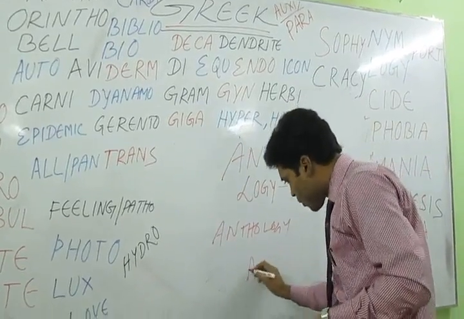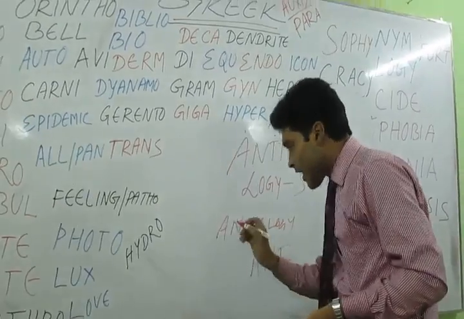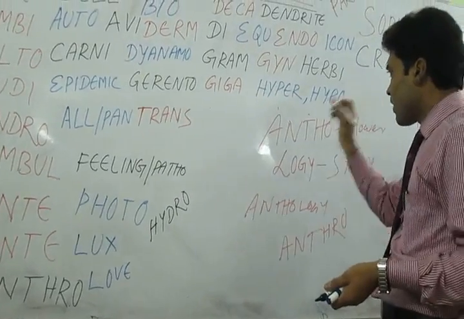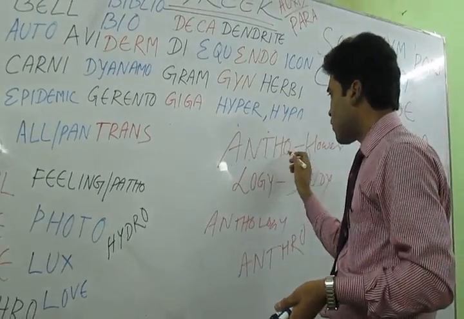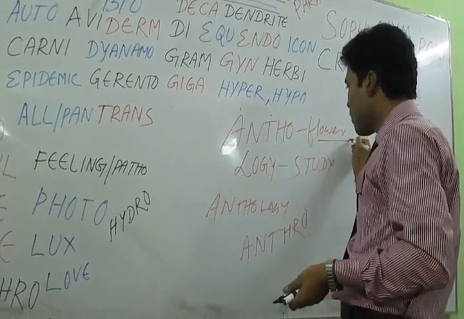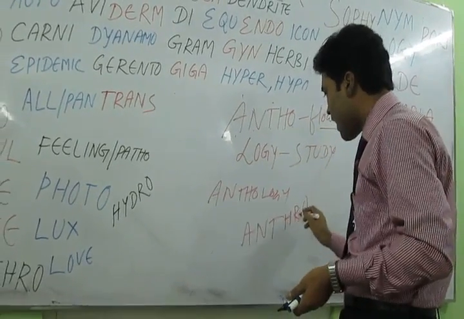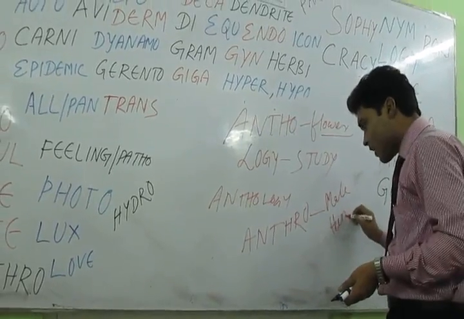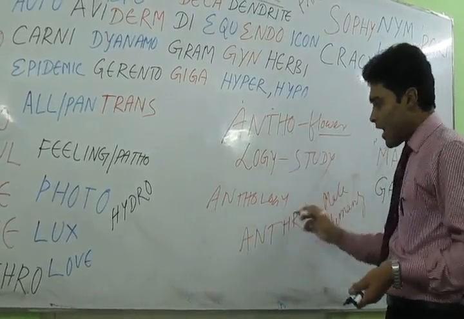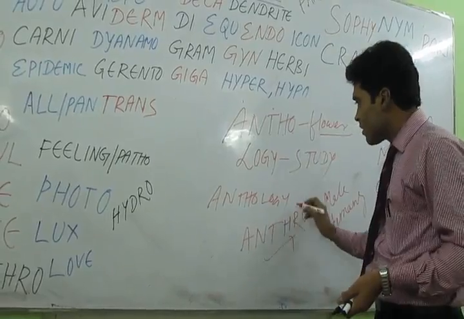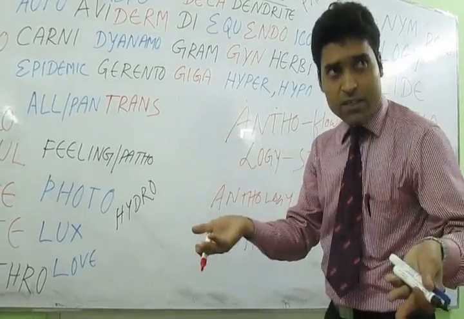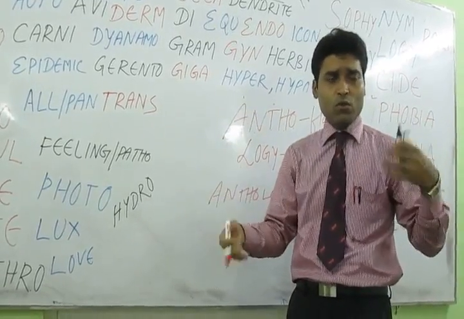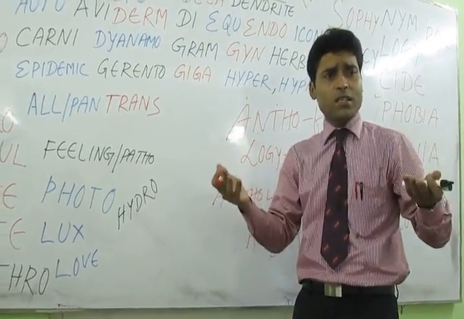If I say anthropology, because anthro, A-N-T-H-R-O, means human being. But whenever it is A-N-T-H-O, it is flower. When I say A-N-T-H-R-O, it is male or human beings, better to say human beings. So anthropology means study of human beings, study of human behavior. So there are so many departments: anthropology, sociology, psychology, all these things are there.